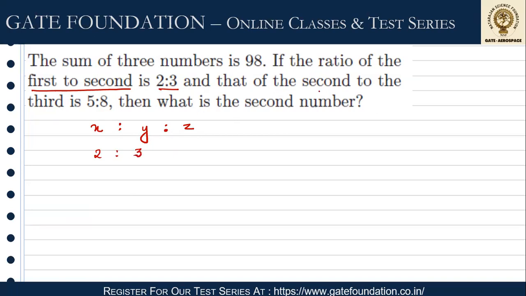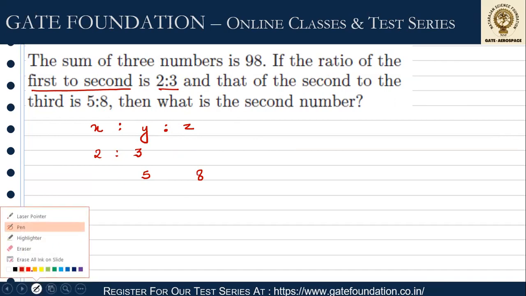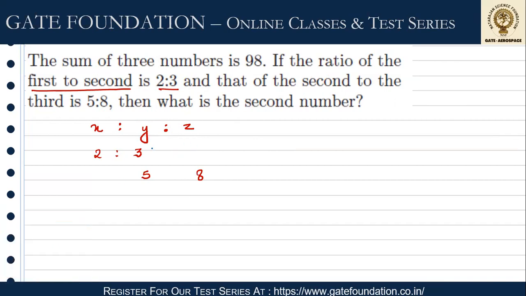ठीक है. First two numbers आ गए मेरे पास. That of second to third is 5 is to 8. So second is y and third is z. So these two ratios. Now, in order to solve this problem in a simple way, what you need to do is you need to make y common in both the cases.